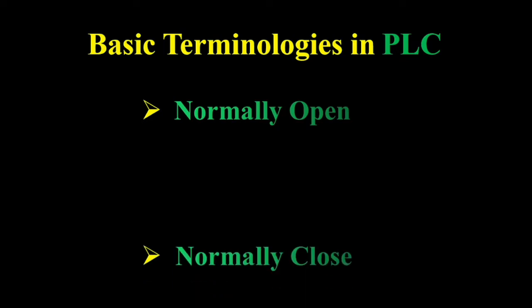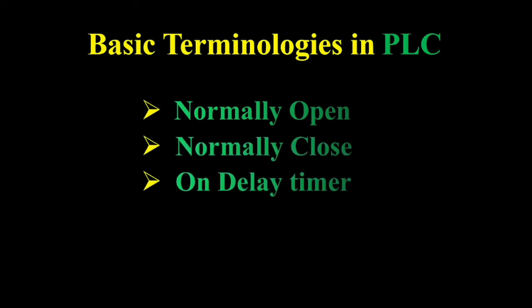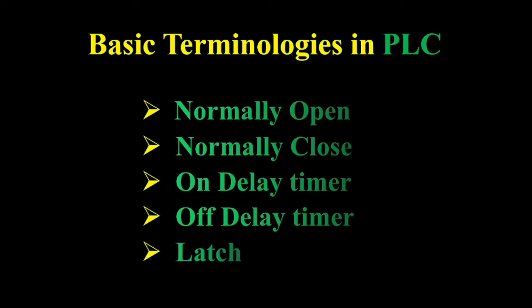Friends, there are five main basic terminologies in PLC, that is normally open, normally close, on delay timer, off delay timer, and latch. And these are the five main basic terminologies in PLC which are used to design many applications. Now let me see one by one.